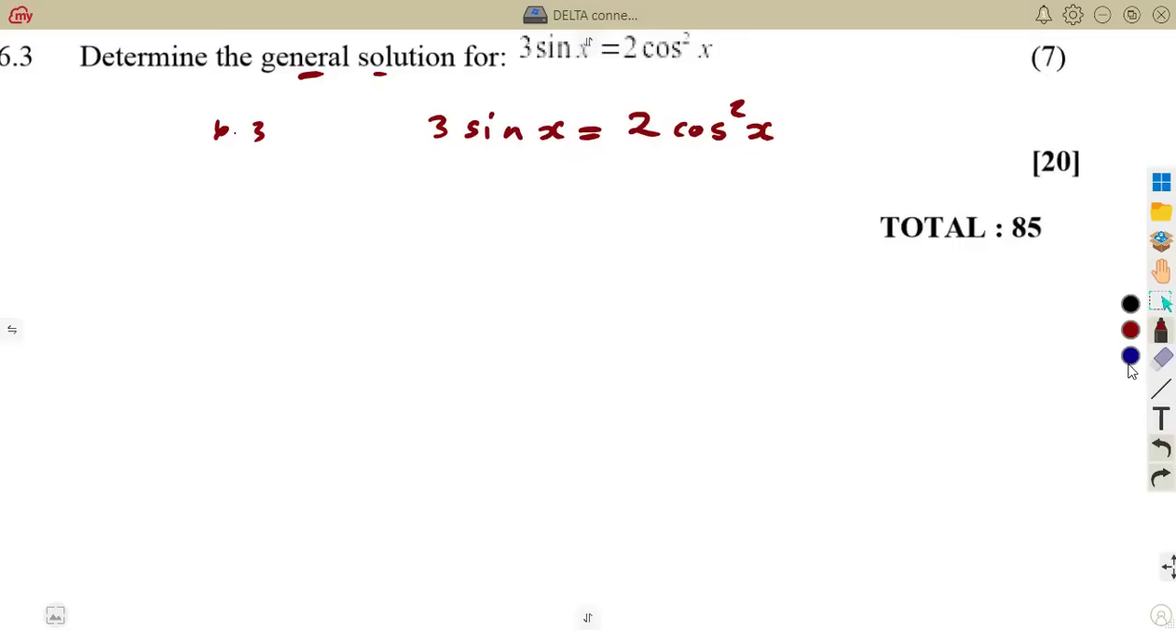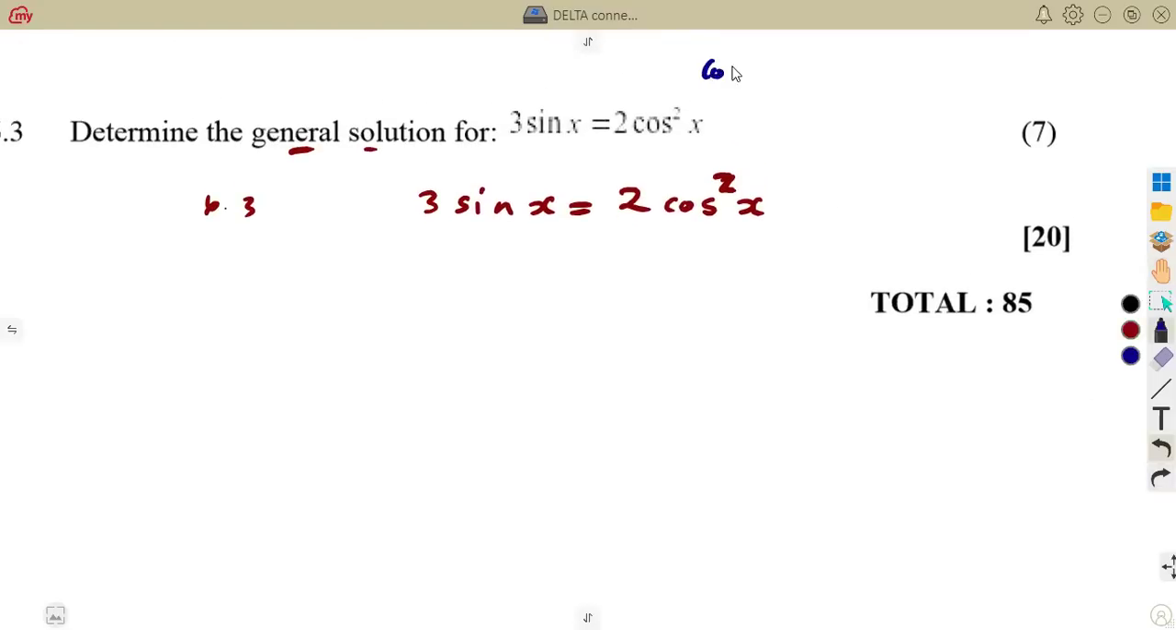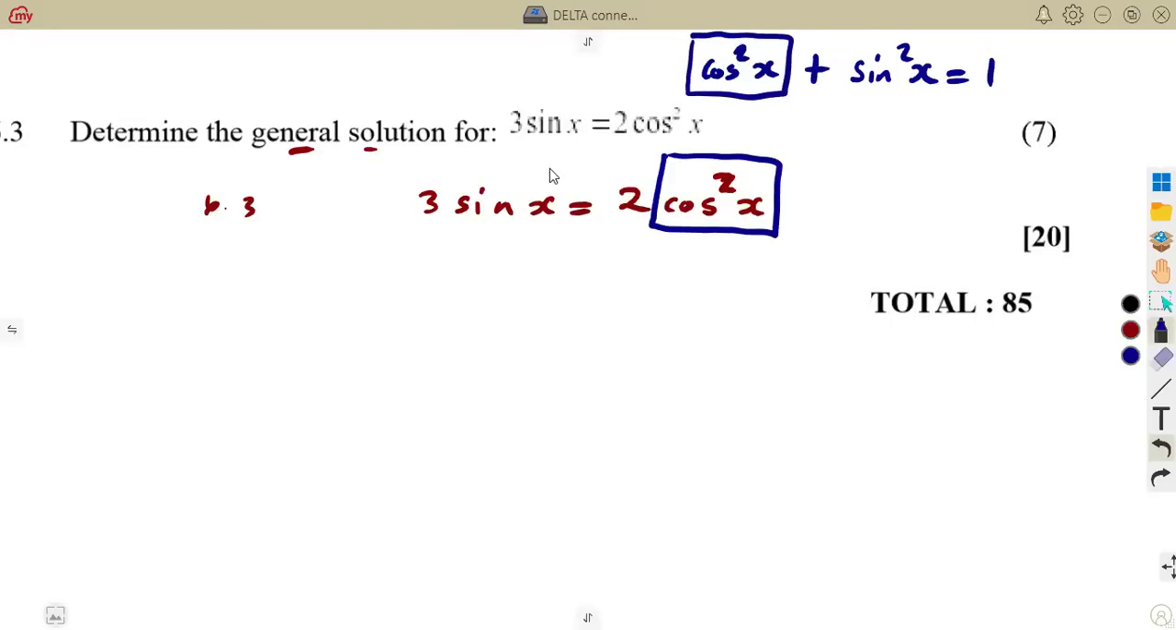So let's try to introduce only one trigonometric ratio that we're going to work with. It is difficult for us to change this sine to be a cos, but it is easier for us to work with a cos squared. Working with a cos squared, remember from our Pythagorean identity, cos squared of x plus the sine squared of x is equal to 1. So where I see this cos squared, I can make it the subject of the formula.